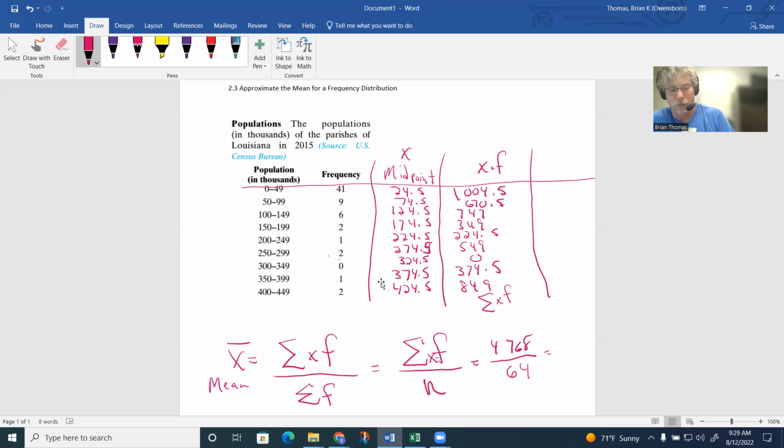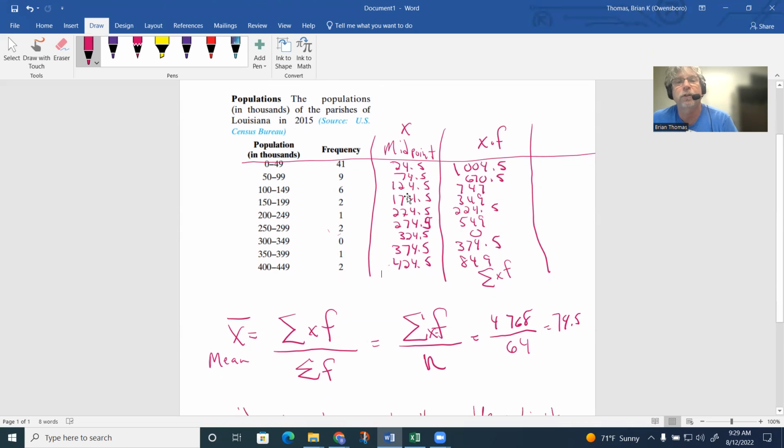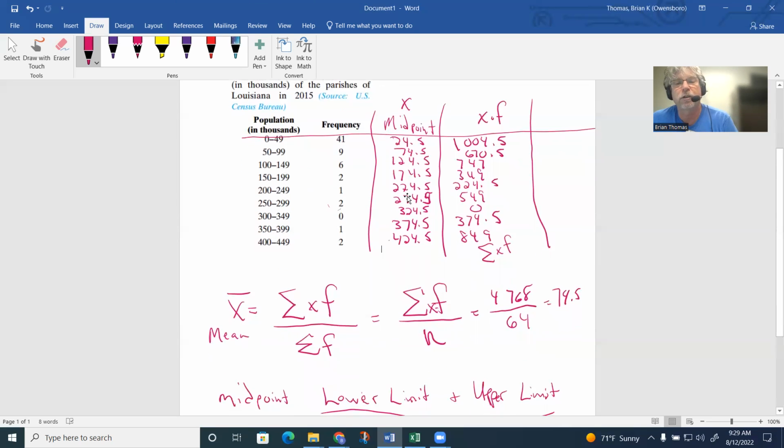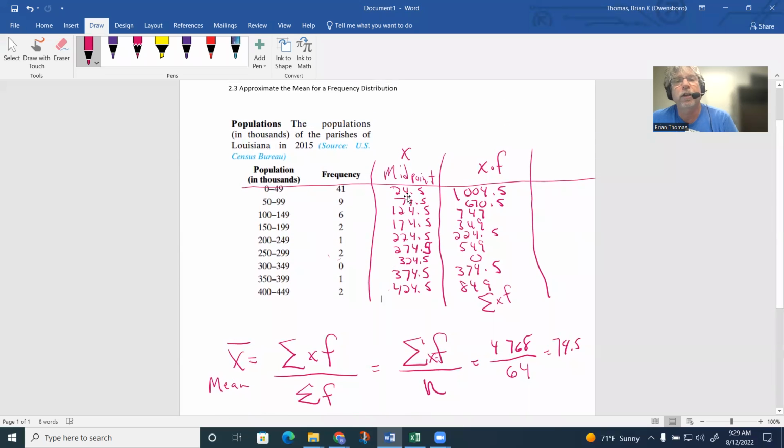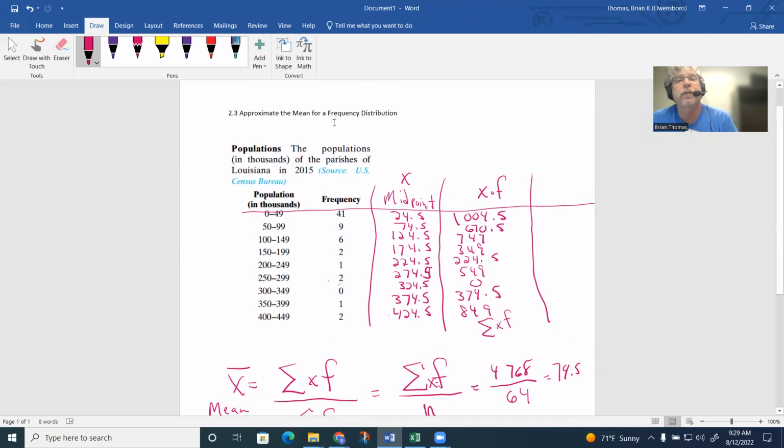4,768, we're going to divide that by 64, hit enter, and this gives us 74.5 as our mean. Notice that it did appear right up here in the middle of all this, so that's what I was expecting. That's part of it as you do this: you want to look at the numbers and pay attention to what they're doing. So that's how you would find the mean of a frequency distribution.